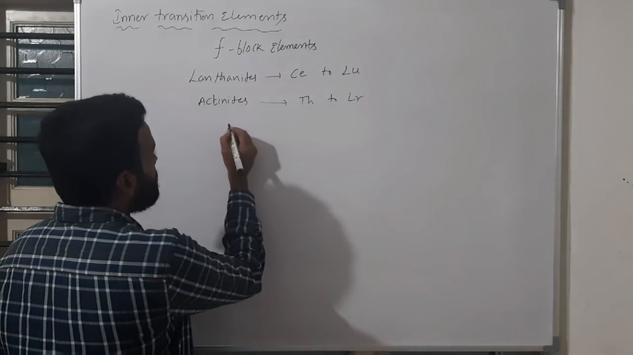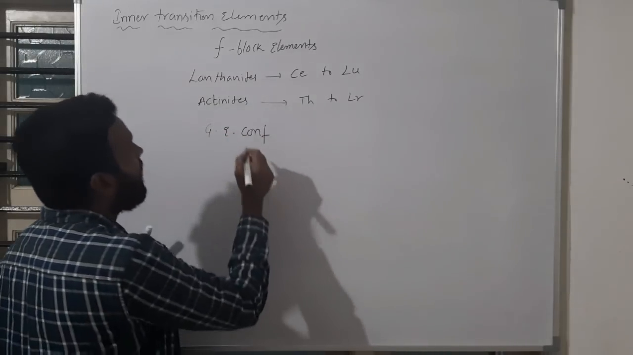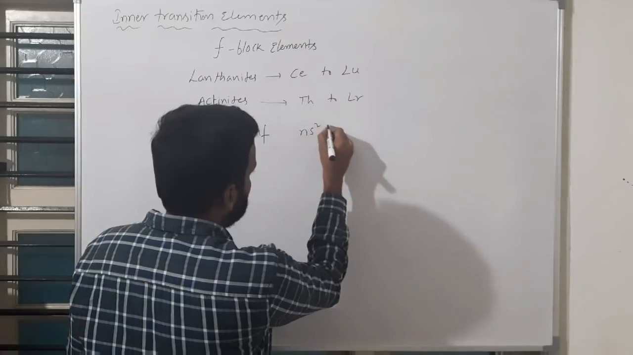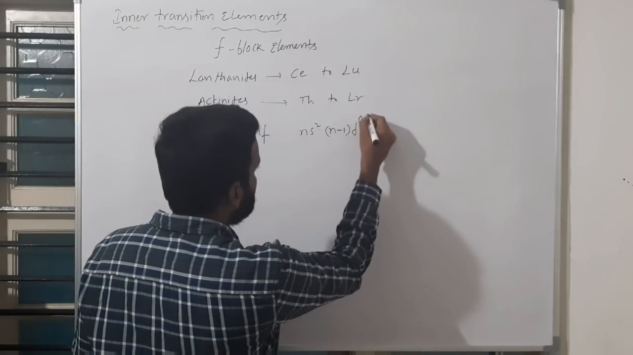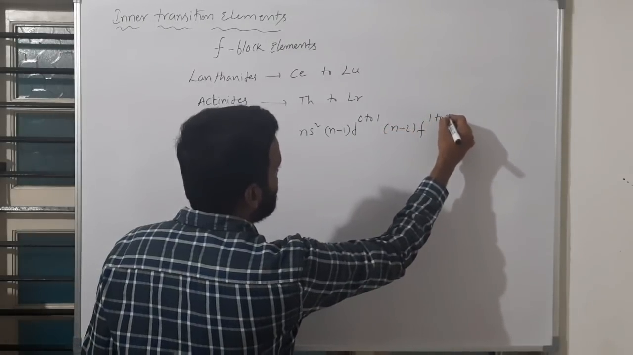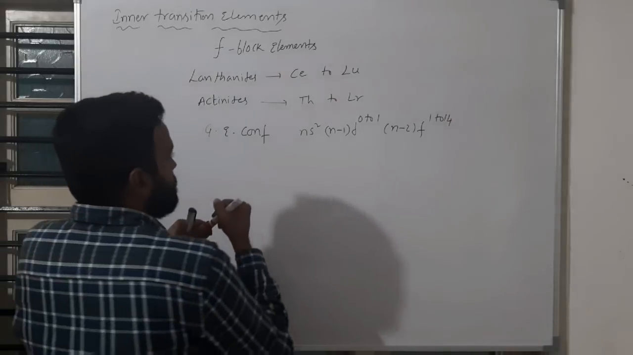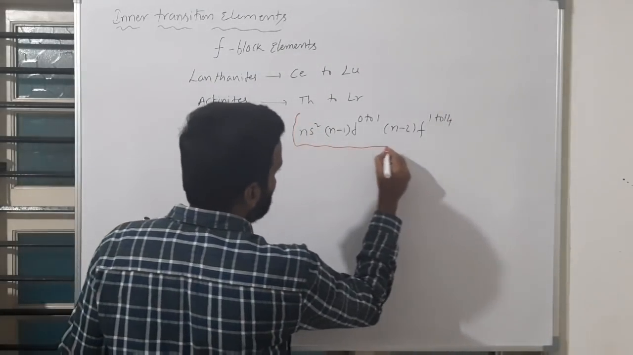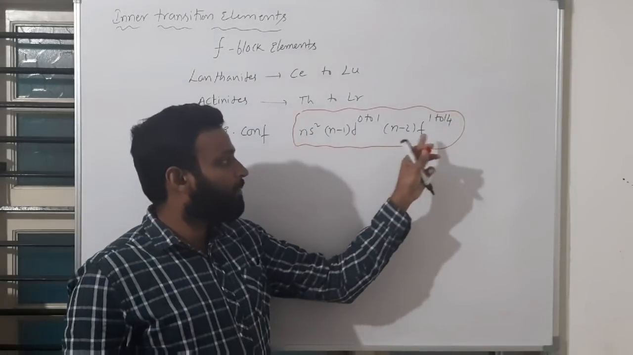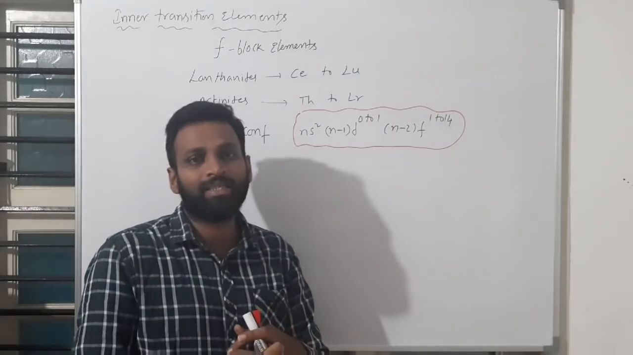The general electronic configuration of F block or inner transition elements, both are the same. That is ns2, (n-1)d 0 to 1, (n-2)f 1 to 14. This is the general electronic configuration of F block, the inner transition elements.